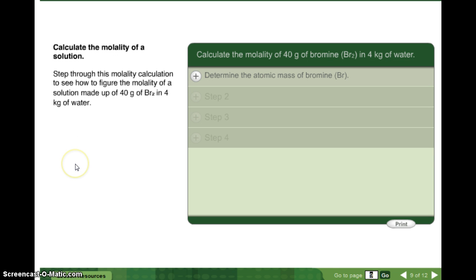Calculate the molality of a solution. Step through this molality calculation to see how to figure the molality of a solution made up of 40 kilograms of Br2 in 4 kilograms of water. And I'm going to run out of time, so we will start right here in our next video.